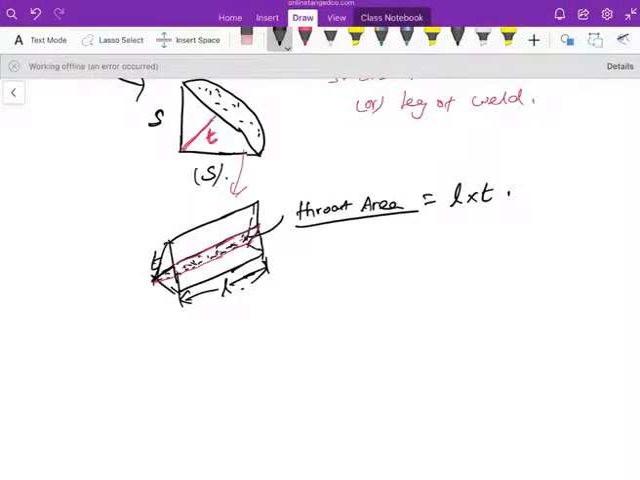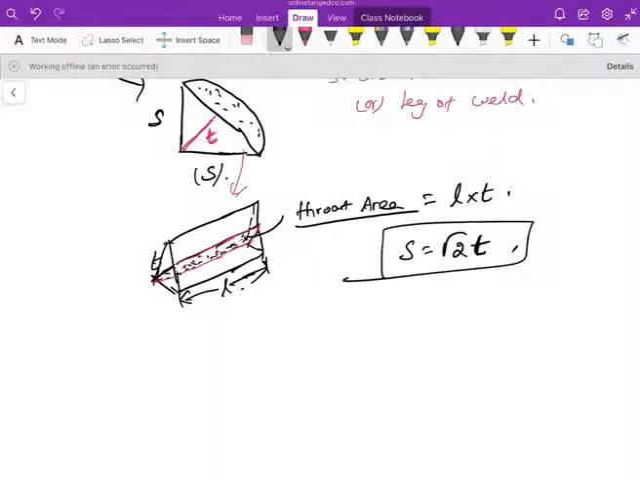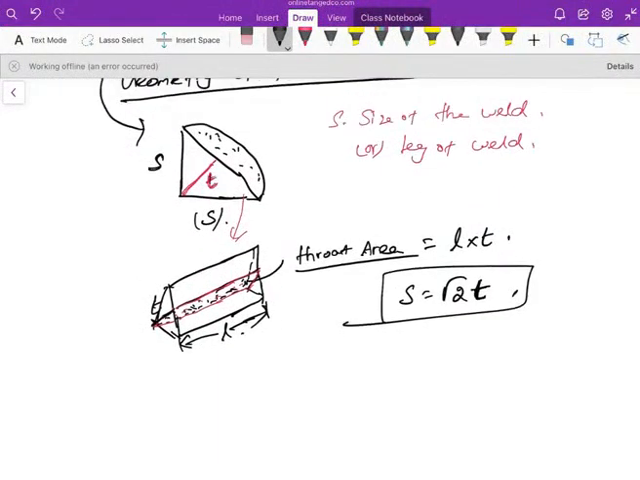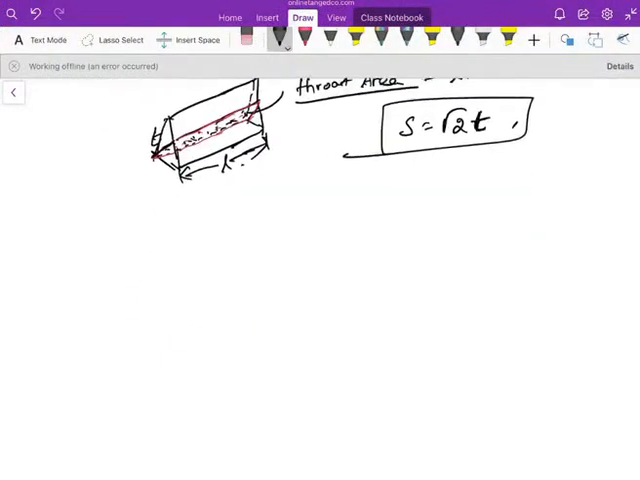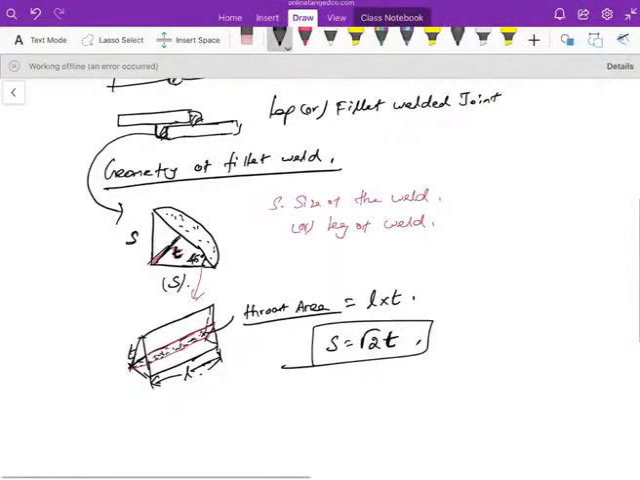If I have the size of the weld, how do we obtain the throat thickness? It is nothing but S is equal to root 2 T. Using the equilateral triangle method, we can find the value of T. Right? This is an equilateral triangle. So we know that this angle is 45 degrees. Okay, so it's not an equilateral triangle. Using this angle of 45 degrees, we can find the value of T, which is nothing but root 2 T.